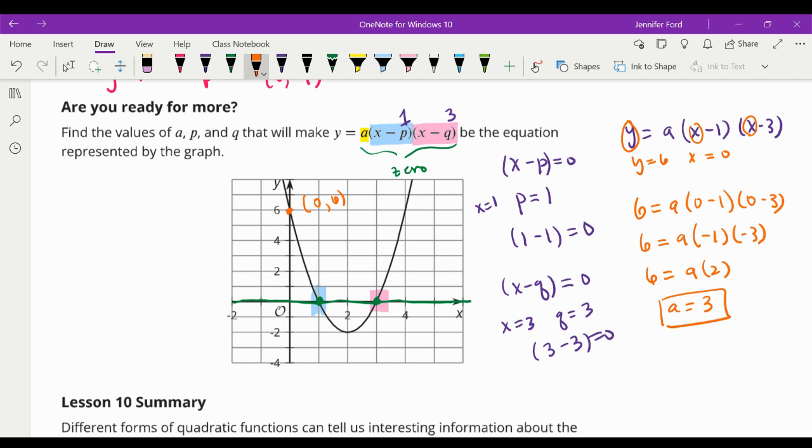So that means my full equation is this. Final answer. My final equation is y equals 3 times x minus 1 times x minus 3. That's if I did it in factored form.